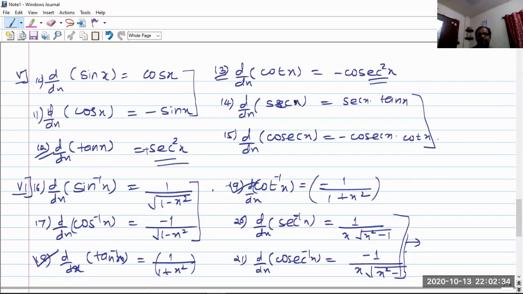Again, the next pair, the derivatives of sec x and cosec x, also has a similarity. The derivative is the product of two trigonometric functions. That is, the derivative of sec x is sec x into tan x, whereas the derivative of cosec x is minus cosec x into cot x. Again, they are opposite in sign. The derivative of sec x is positive, whereas the derivative of cosec x is negative. So, remembering these similarities and differences between the formulae, you can keep them in your mind.